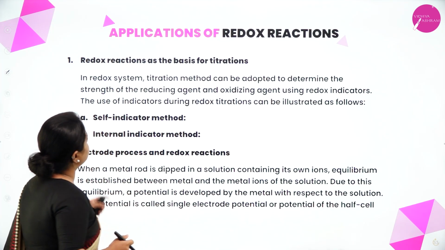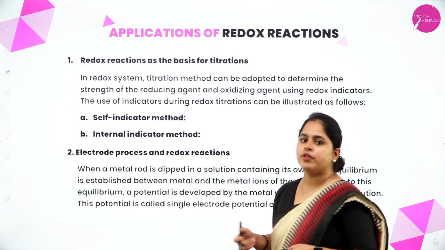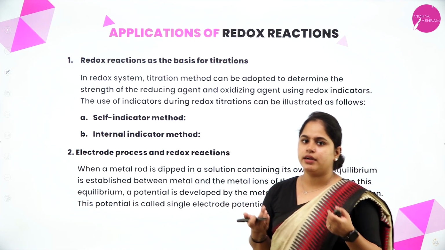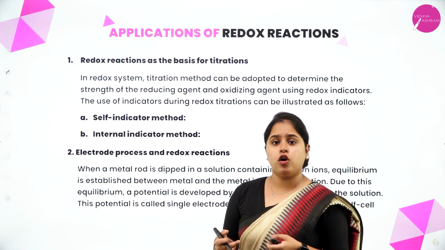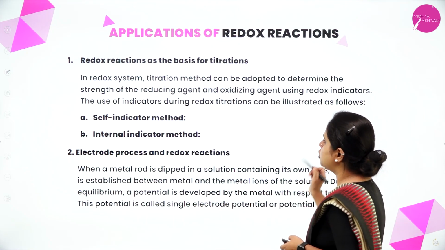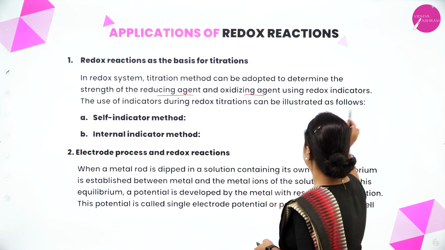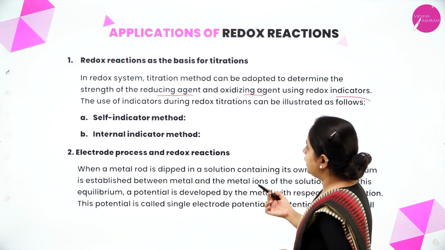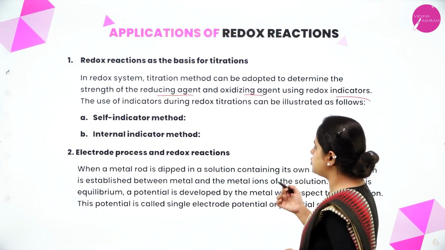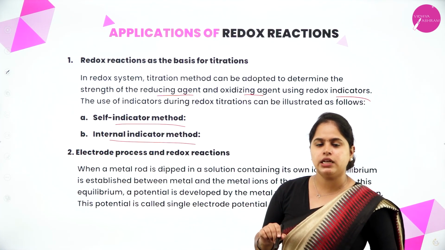Okay. So the first one is redox reactions as the basis for titrations. So in your second year, you will be doing titrations, which is based on the redox reactions. In redox systems, the titration method can be adopted to determine the strength of the reducing agent and oxidizing agent using redox indicators. The use of indicators during redox reactions can be illustrated as follows. There is self-indicator method as well as internal indicator method.